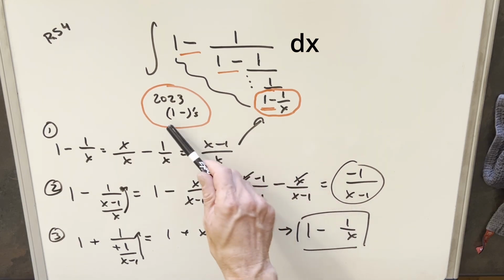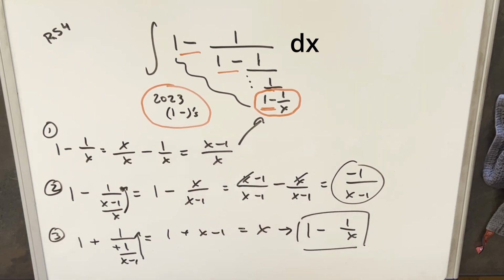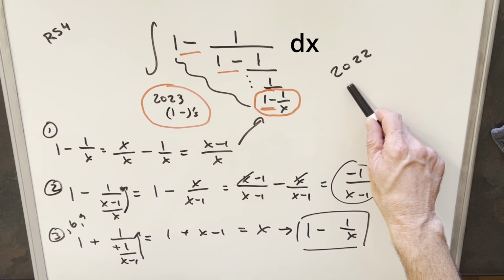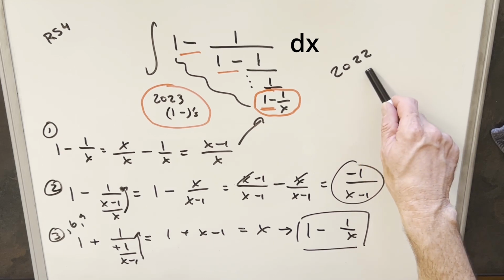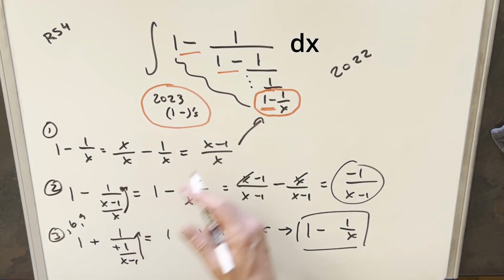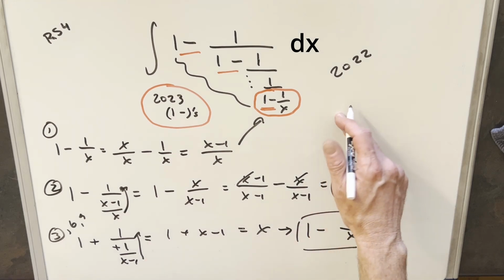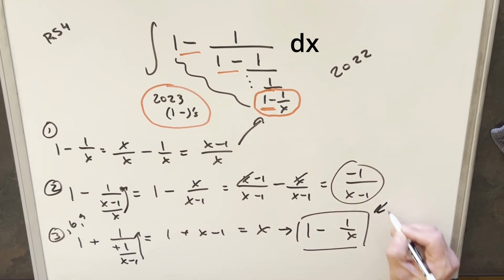So we notice that for every 3 of these 1 minuses, this process is going to repeat. What we're saying is if we do this 3 times or 6 times or 9 times or any multiple of 3, we're going to end up at the same place. We notice that 2022 is divisible by 3 because the digits sum to 6, and that's divisible by 3. So it turns out if we do this simplification 2022 times, we get right to this point here.